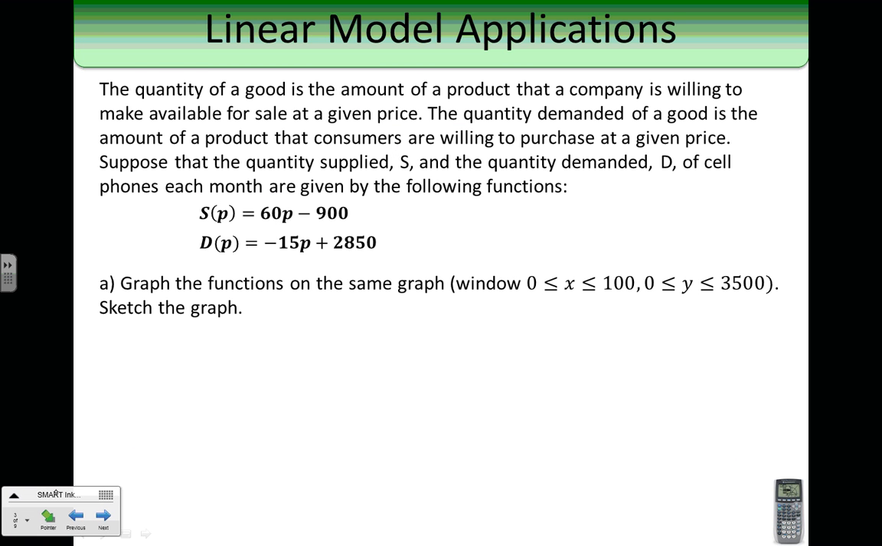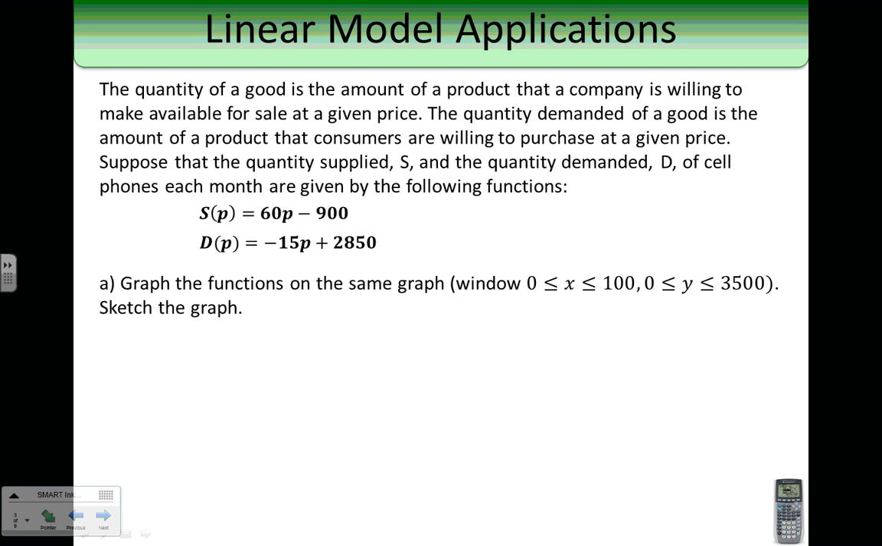All right. Next one we're going to talk about is equilibrium value. So we heard the quantity supplied of a good is the amount of a product that a company is willing to make available for sale at a given price. The quantity demanded of a good is the amount of a product that consumers are willing to purchase at a given price. Suppose that the quantity supplied, S, and the quantity demanded, D, of cell phones each month are given by the following functions. So first let's talk about what this means.